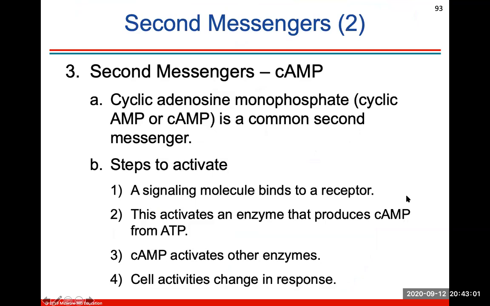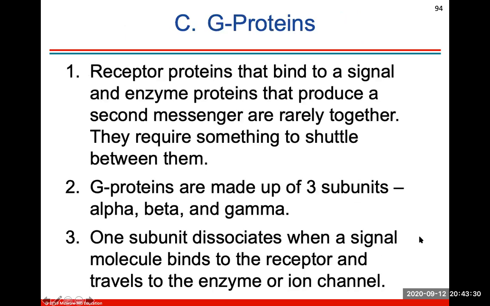Second messengers, a big one is cAMP, C-A-M-P, cyclic adenosine monophosphate, or cyclic AMP. It's a really common second messenger in the body that you should be familiar with. Steps to activate it: a signaling molecule binds to a receptor, which activates an enzyme that produces cAMP from ATP, and cAMP will activate other enzymes, and the cell activities will change in response.